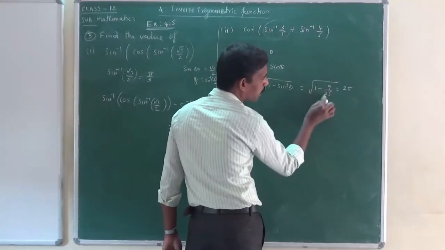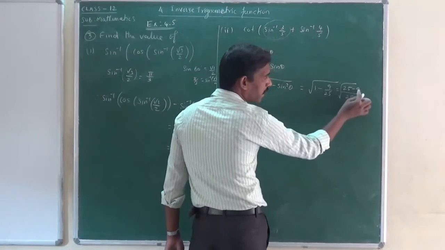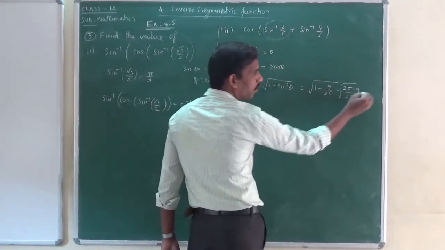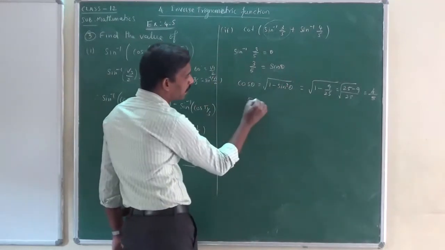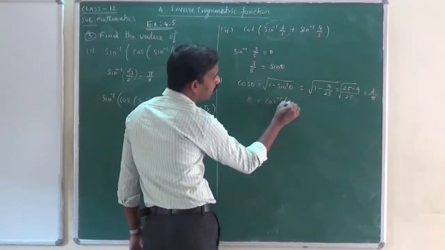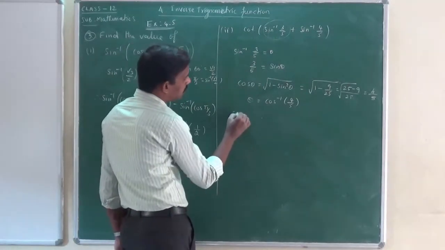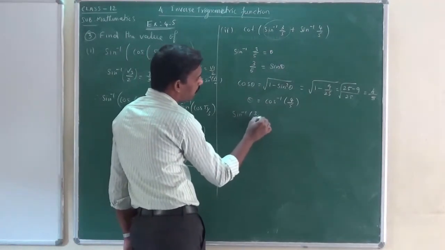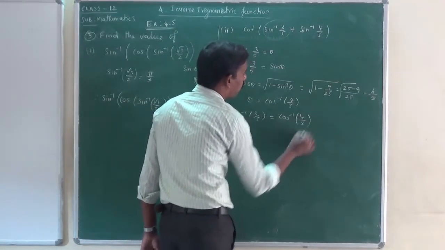So, which is nothing but (25 minus 9) divided by 25. 25 minus 9 is nothing but 16. 16 by 25, so 4 divided by 5. Then theta is equal to cos inverse of 4 by 5. So, sine inverse of 3 by 5 is equal to cos inverse of 4 by 5.